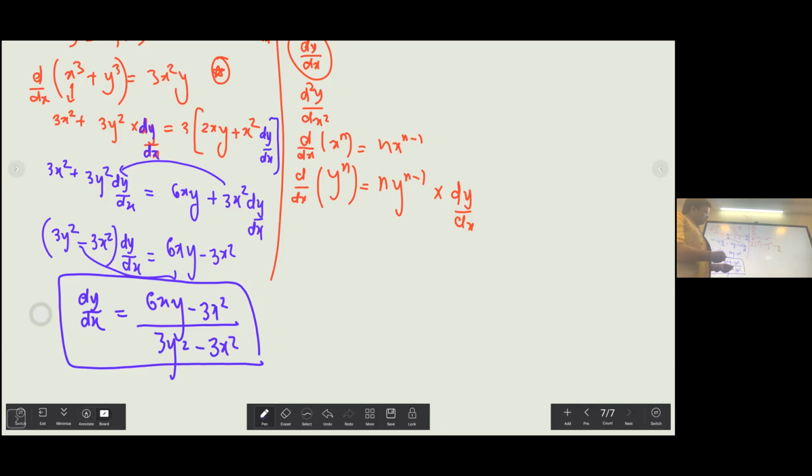Now, a lot of times after this, you're supposed to solve simultaneous equations, like find out where the slope is 0 and all this stuff. That is not what I'm linking up with here. But here the skill is in finding out how do I find the second derivative.